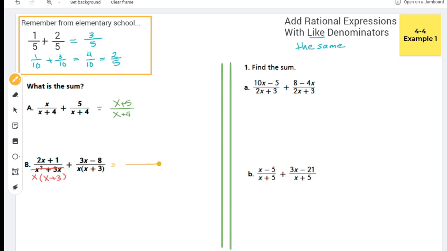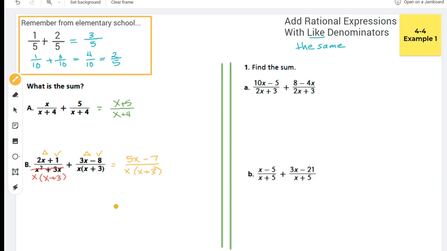So I'm going to keep that common denominator of x times x plus 3. And then I'm going to add together the numerators. Now when I go to add them, I'm going to collect some like terms. So I have a 2x and a 3x, which combine to make a 5x. And I have a positive 1 and a negative 8, which combine to make a negative 7. And then I need to check to make sure that there's not anything that I could cancel out in the numerator and denominator. All right, the top is not factorable. So this could be our final answer.